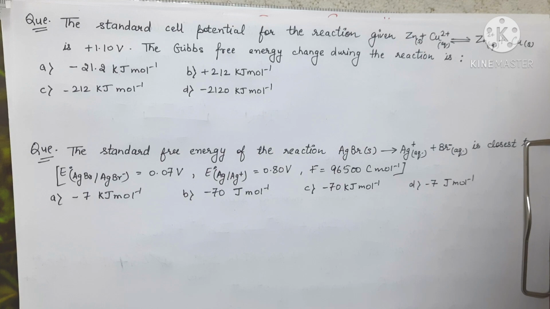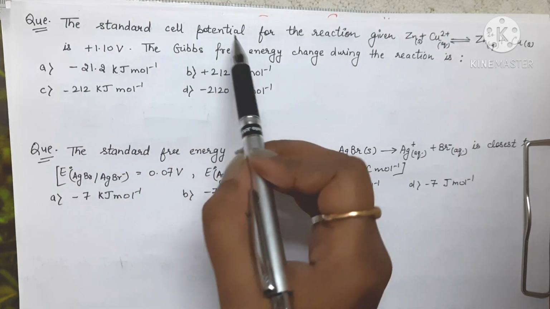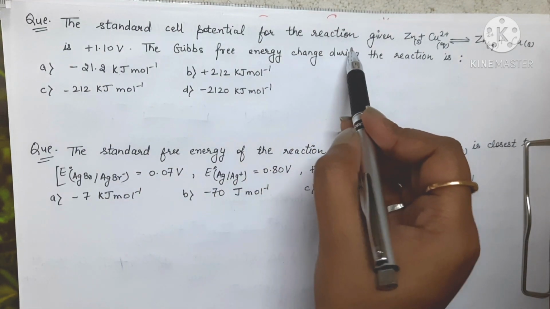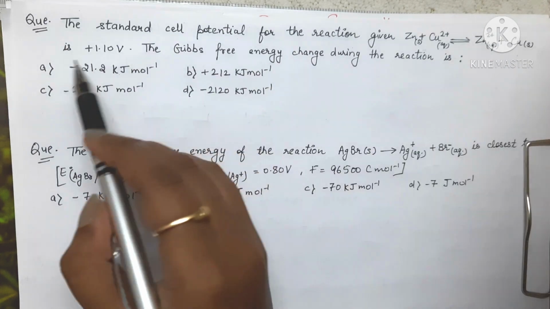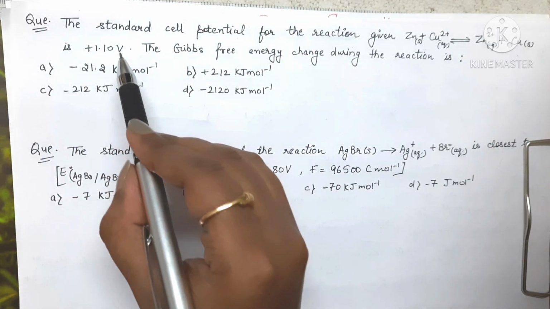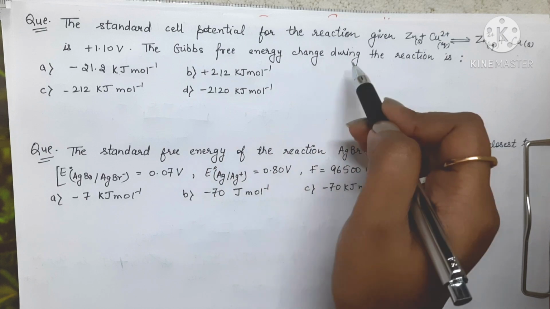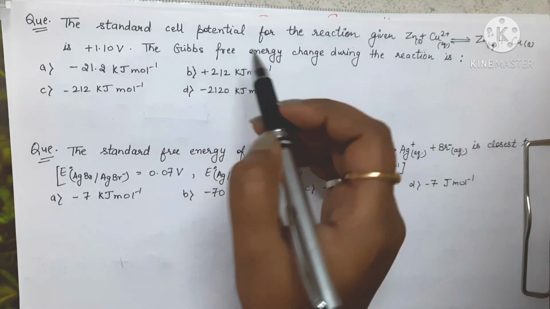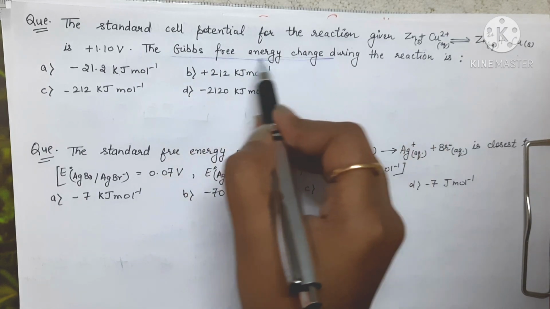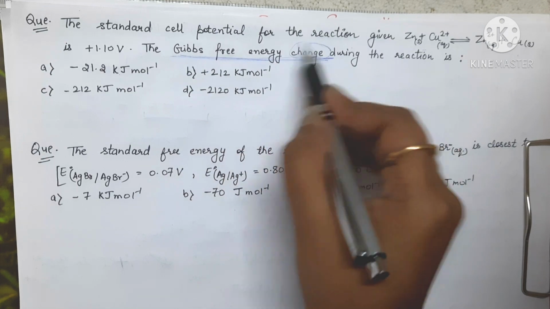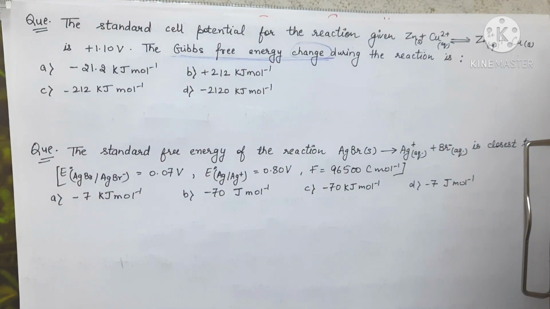So now we'll go ahead and solve some of the previous year questions of CSIR NET exams from the topic electrochemistry. The first question given to us says that the standard cell potential for the reaction given as this is plus 1.10 volt. The Gibbs free energy change during the reaction is, that is, we have to find out delta G. Gibbs free energy change, that is delta G.